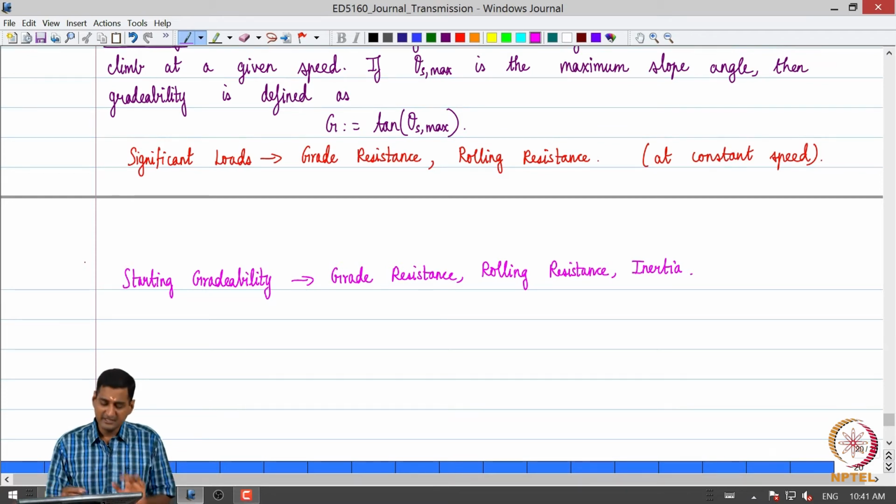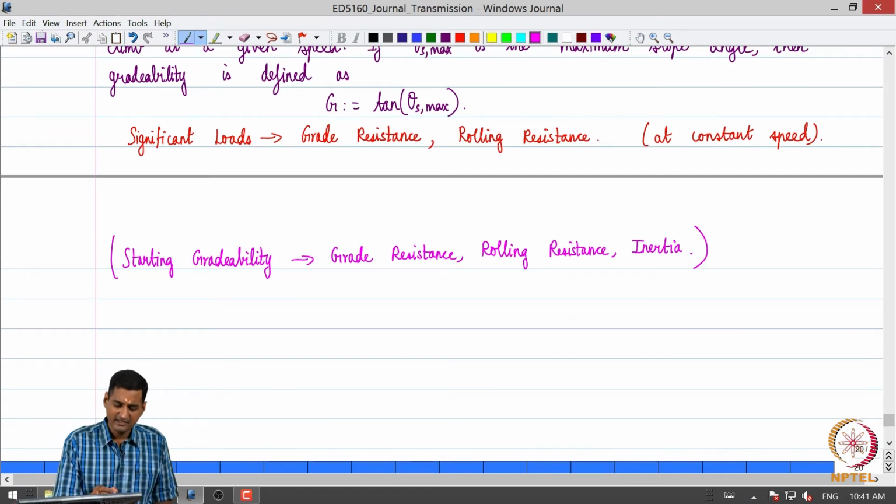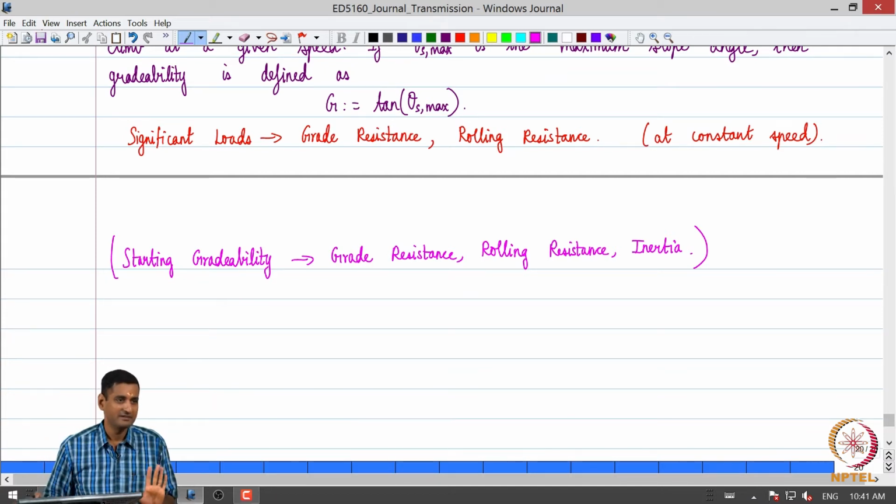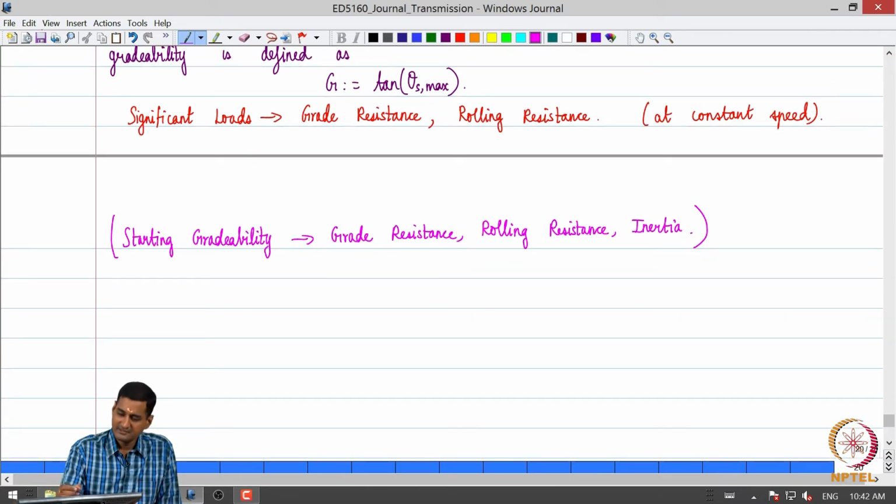Okay. So we are going to consider continuous gradability. This is just as an aside, because you will see that some designs may require us to deal with starting gradability. Then the only difference from the analysis that we are doing is that we need to add that ma term. And as I told you, some people will add that aerodynamic drag term. So it depends on the scenario. For the first cut analysis that we are going to do, we are going to deal with grade resistance and rolling resistance.